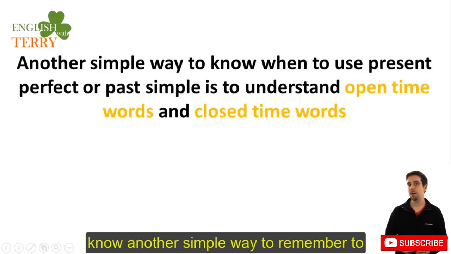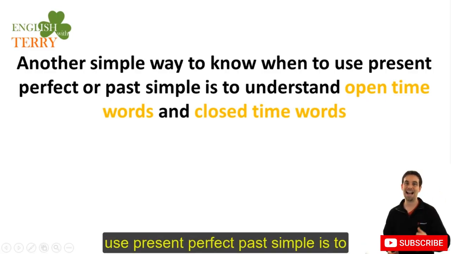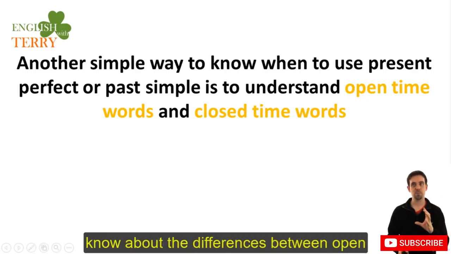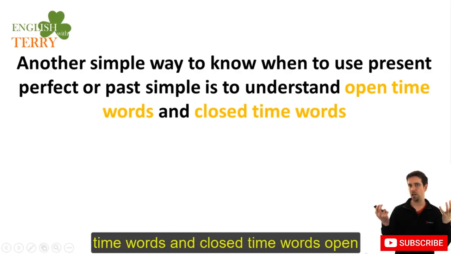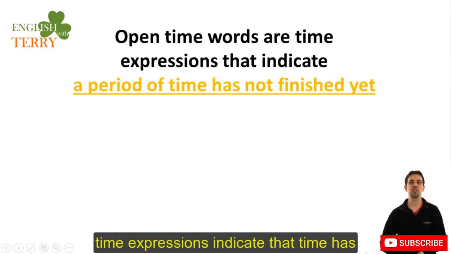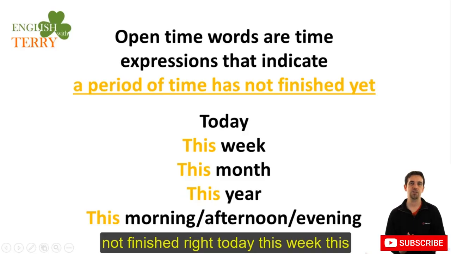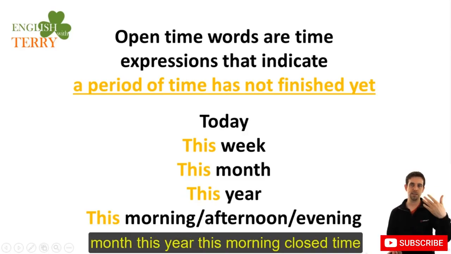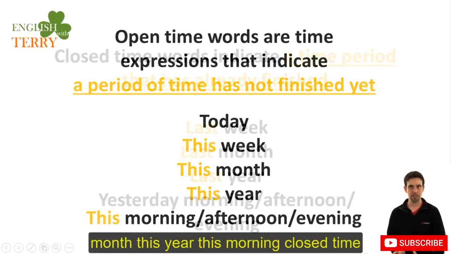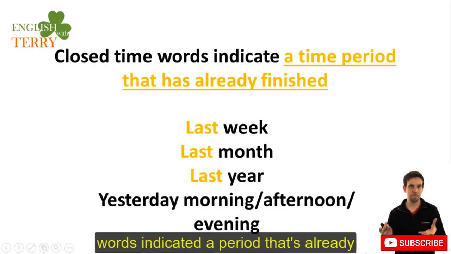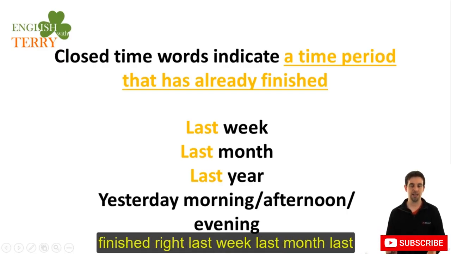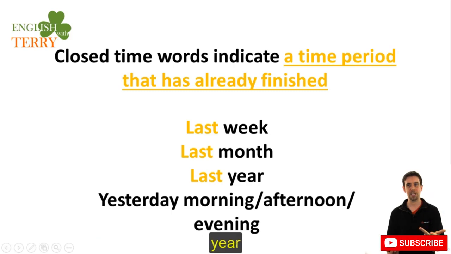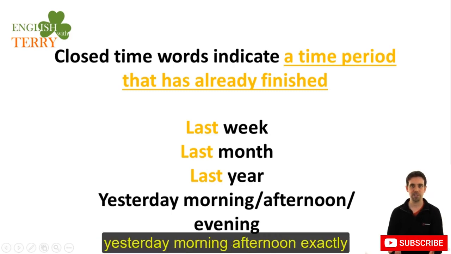Another simple way to remember when to use present perfect or past simple is to know the differences between open time words and closed time words. Open time expressions indicate that time has not finished, right? Today, this week, this month, this year, this morning. Closed time words indicate a period that's already finished, right? Last week, last month, last year, yesterday morning, afternoon, etc.